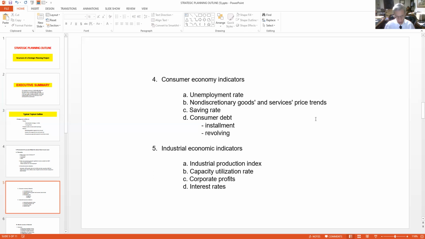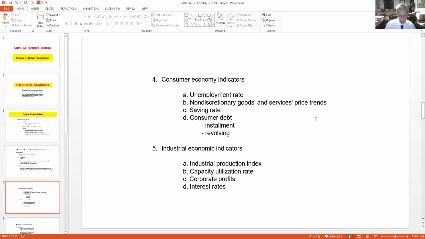So we can take a look at what portion of the nation's capacity is being utilized. If it's high and rising, that means we're probably going to have capital expenditures go up. On the other hand, if it's declining, that would indicate that capital expenditures will not be going up, though they will probably subside. Corporate profits are obviously important for industrial economic indicators, and interest rates of more than one category.